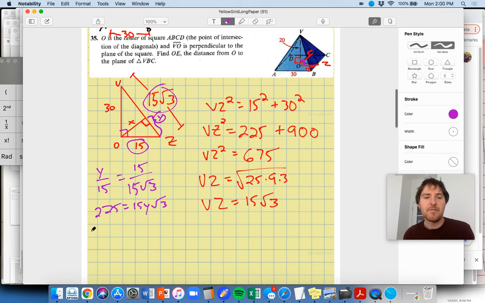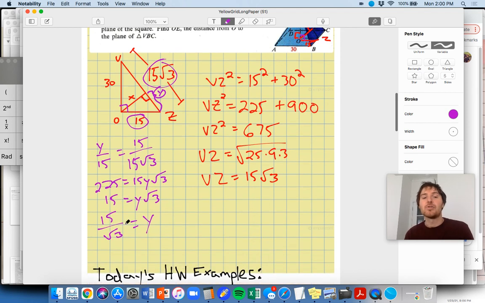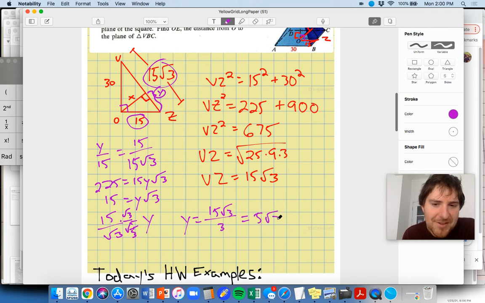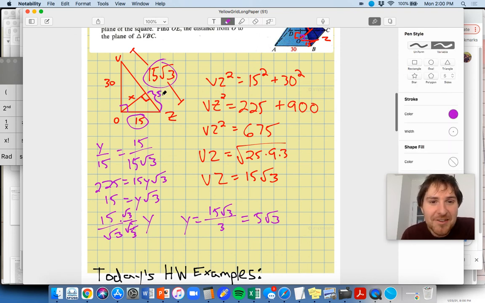Okay, divide both sides by 15. I get 15 equals y root 3. Divide both sides by root 3. I get 15 over root 3. My denominator is not rationalized. It's not a rational number. So I need to multiply this by root 3 over root 3. Okay, and I end up with y equaling 15 root 3 over 3, which equals 5 root 3. Okay, so what I know now is that this is 5 root 3 right here.